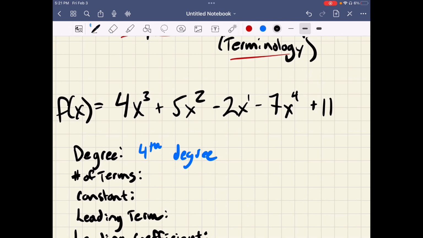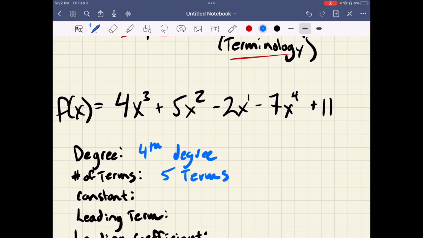Now, the next one is the number of terms. Each individual group of numbers and variables and exponents is called an individual term. So we have 4x to the third, 5x squared, minus 2x to the first, minus 7x to the fourth, and 11. Each one of those is a separate term. We have 1, 2, 3, 4, 5 separate terms, so the number of terms is 5 total in our polynomial.